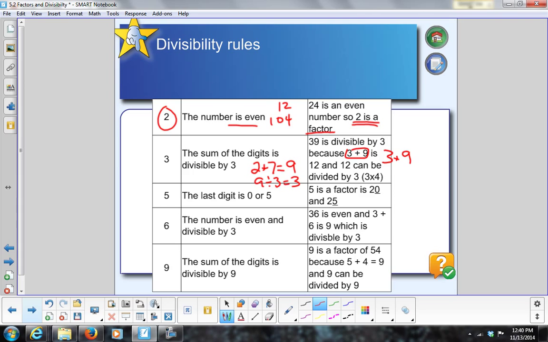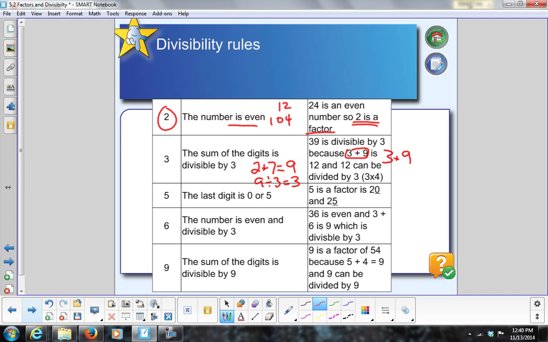5s are easy. Doesn't matter how big or how small the number is, if the last digit of the number is a 0 or a 5, it is divisible by 5, which means 5 is a factor of any number that has a 0 or a 5 at the end. The divisibility rule for number 6 is if the number is even and divisible by 3. So if it's even, like the rule for 2, and it is divisible by 3, then it's also divisible by 6.